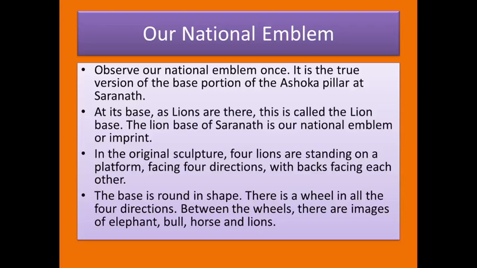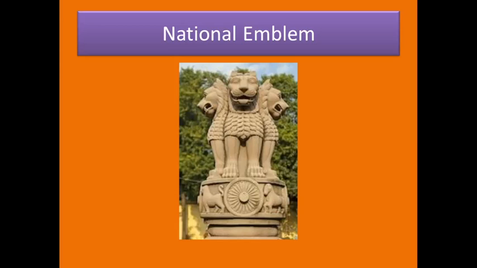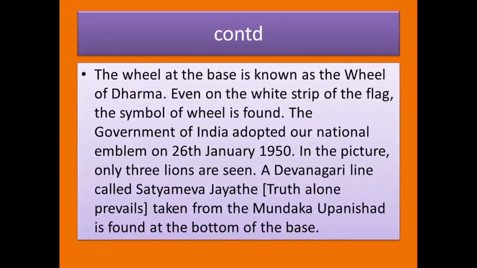The base is round in shape. There is a wheel in all the 4 directions. Between the wheels, there are images of elephant, bull, horse, and lions. Here you can see the national emblem with 4 lions at 4 sides, facing 4 sides. Let me continue. The wheel at the base is known as the wheel of Dharma. Even on the white strip of the flag, the symbol of wheel is found.